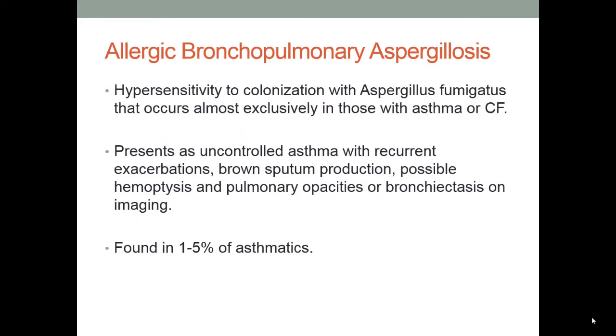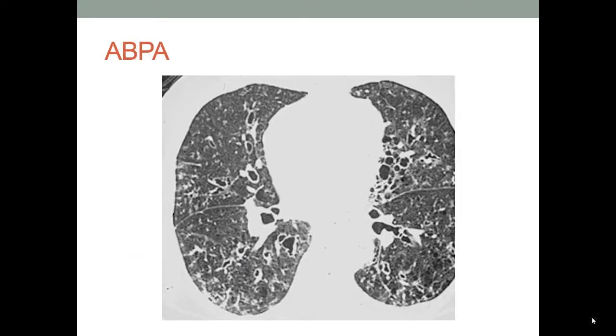Talking real quick about ABPA, which is also in the differential. It's a hypersensitivity colonization with Aspergillus. It occurs exclusively in those with asthma or CF. It presents as uncontrolled asthma, recurrent exacerbations, brown-black sputum production, hemoptysis, possibly pulmonary opacities, and is found in up to 5% of asthmatics. Here's a typical CT scan. You can see bronchiectasis, mucus plugging, pulmonary opacities.